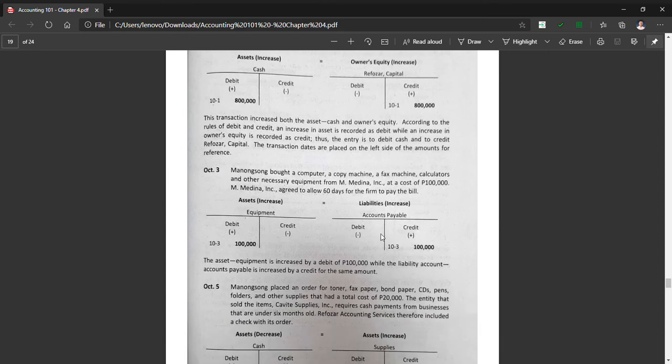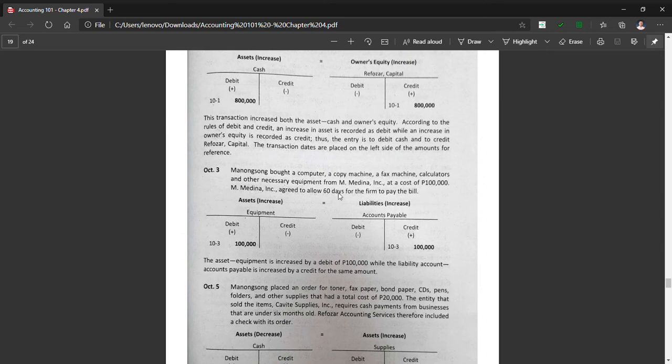Next, on October 3, Manong Song bought a computer, copy machine, a fax machine, calculators, and other necessary equipment from M. Medina Inc. at a cost of 100,000. M. Medina Inc. agreed to allow 60 days for the firm to pay the bill. Okay, so once again, nag-acquire ang business represented by Manong Song ng mga equipment. So it cost 100,000. Hindi tayo nagbayad agad kasi nga yung pinagbilhan natin, nag-agree sila na bigyan tayo ng 60 days para magbayad. So meron tayong utang, right?